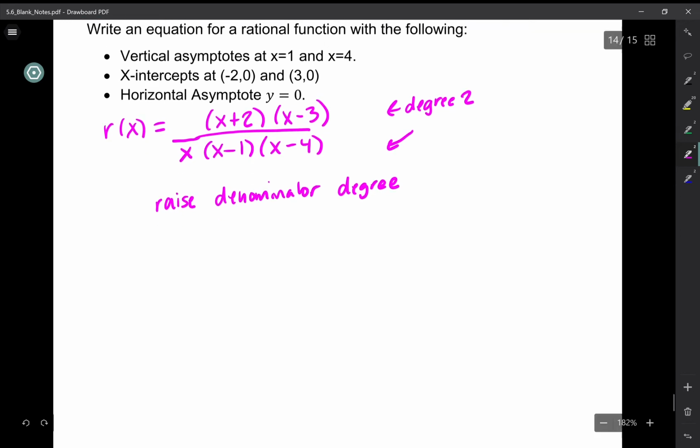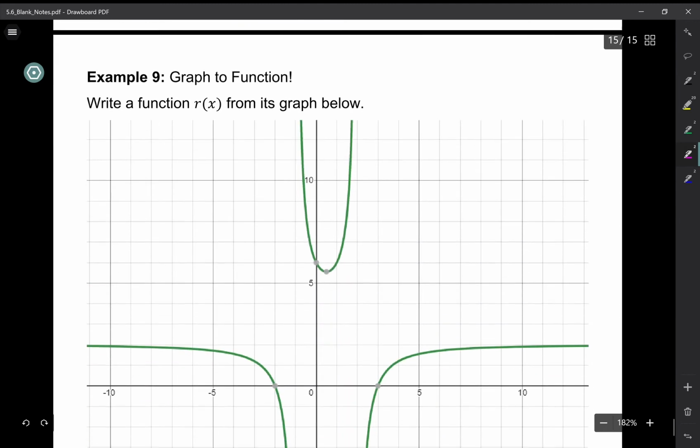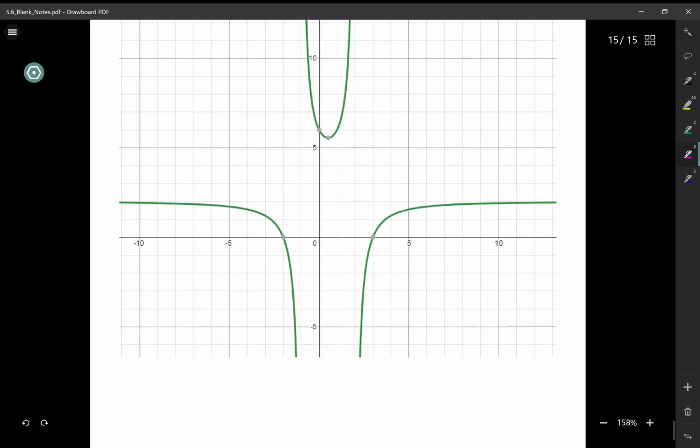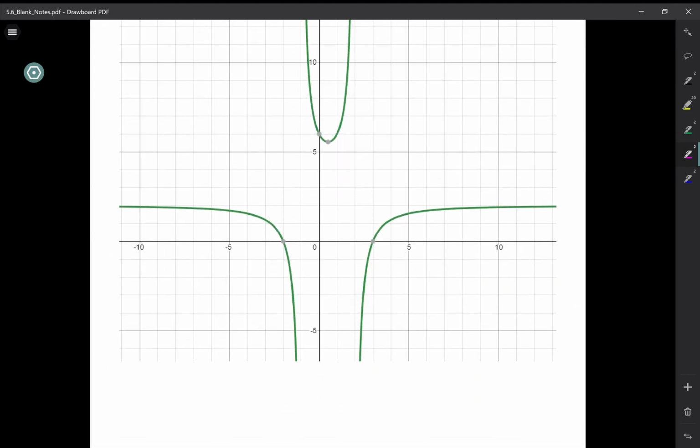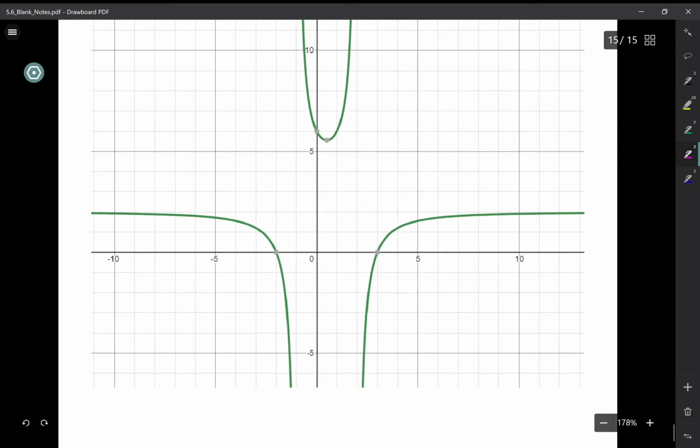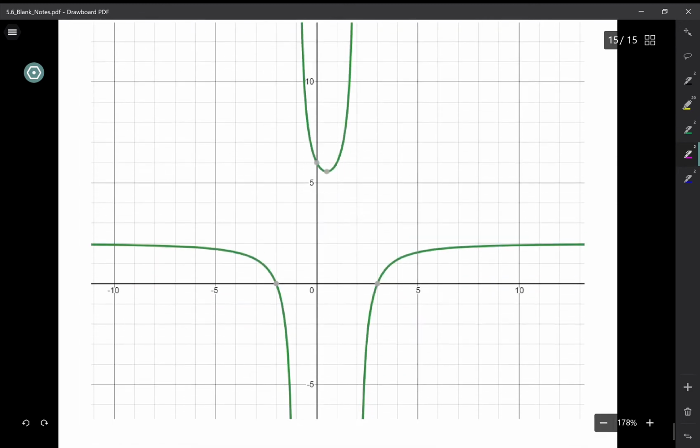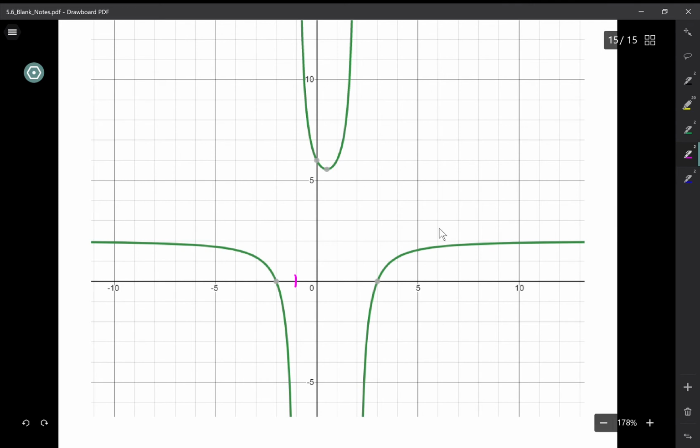Let's try another one of these guys, this time getting the information from a graph. Let's zoom in just a little bit. All right, let's look at this guy. Where do we see the vertical asymptotes at? Well, it looks to me like -1 is a vertical asymptote, and the other one is 2. So x equal to -1 and x equal to 2 are my vertical asymptotes.